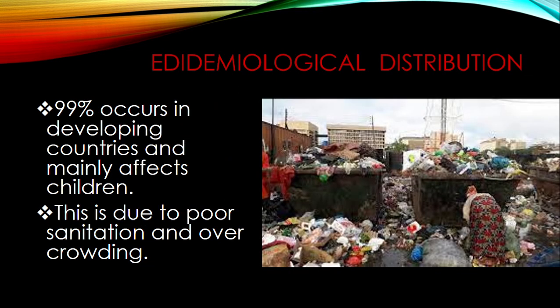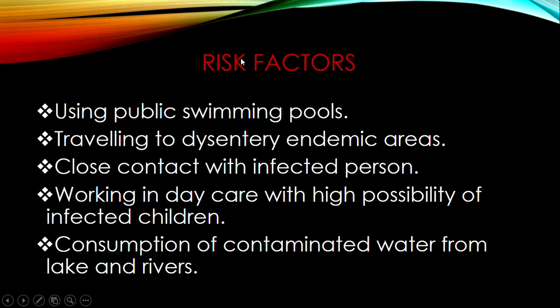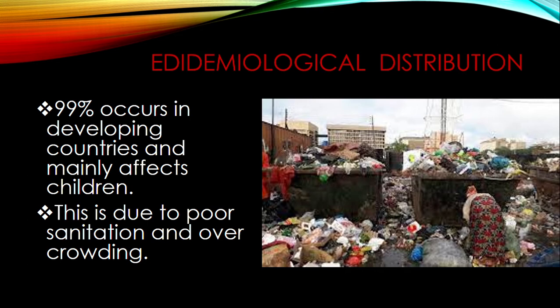So now let's look at the epidemiological distribution. Under epidemiological distribution, we see that about 99% of dysentery occurs in developing countries, and it mainly affects children. This is due to poor sanitation and overcrowding. As we can see in this picture, you're able to relate and remember which places look like this. So this is why dysentery is more common in developing countries, because of poor sanitation and overcrowding.